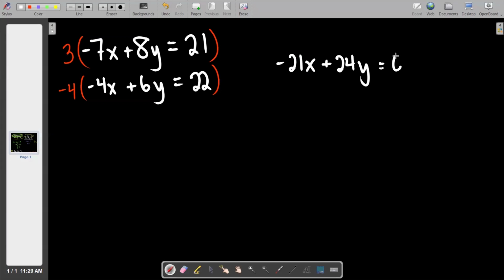63 is correct. And bottom row? And again, don't think calculator. Just do 4 times 20 and 4 times 2 and add them together. It's negative for sure, and it is 80 plus 8, so 88.